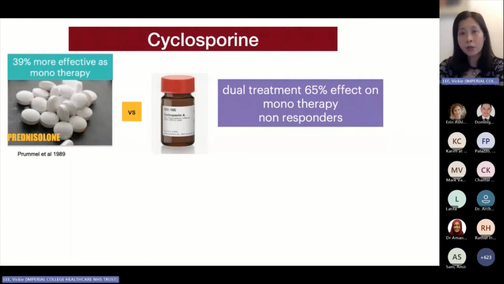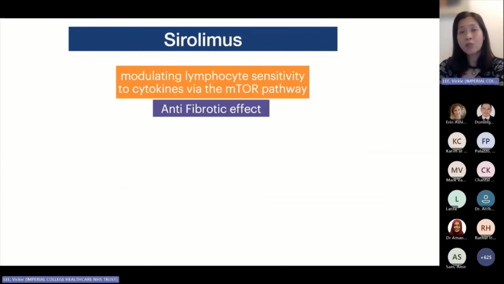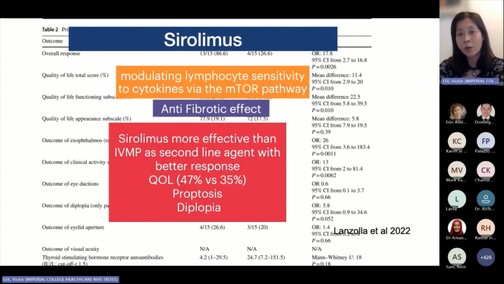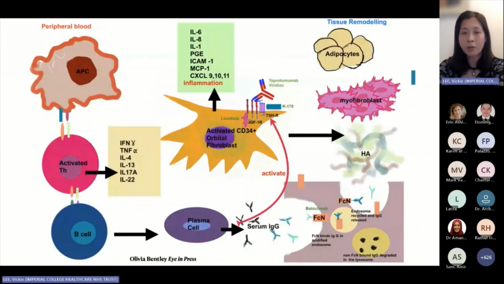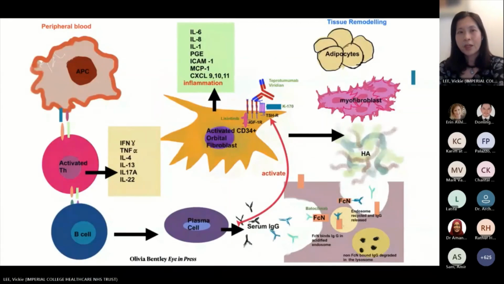Another commonly used one is cyclosporin. Generally, 2 trials have found that dual treatment with steroids was a bit better than single treatment. Another interesting agent is sirolimus, which is widely used in transplant and may have a role in TED because of the anti-fibrotic effect. And one trial has found that it had a better quality of life and diplopia response than intravenous methylprednisolone. So the main advance has been the understanding of the disease.